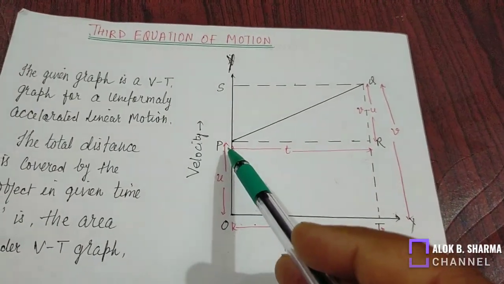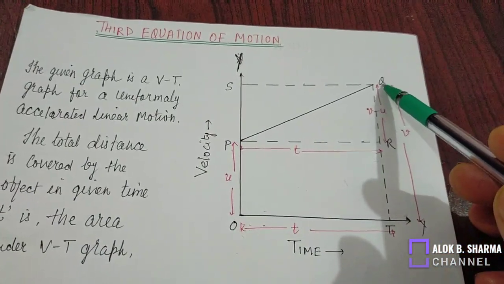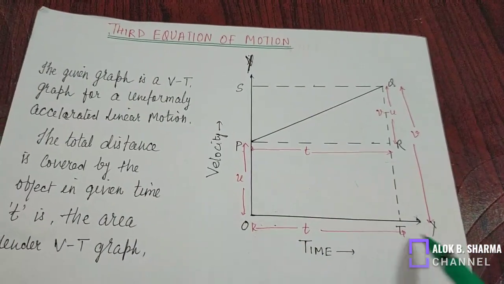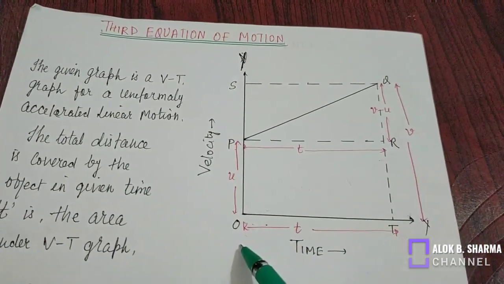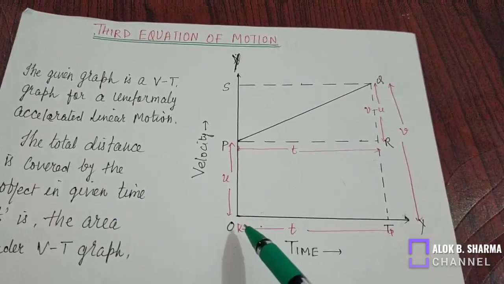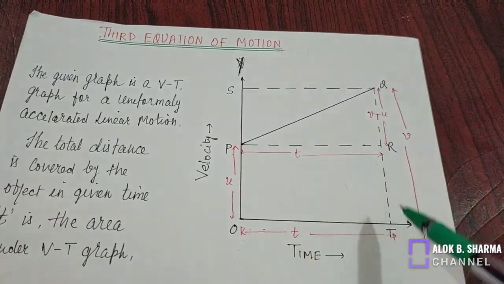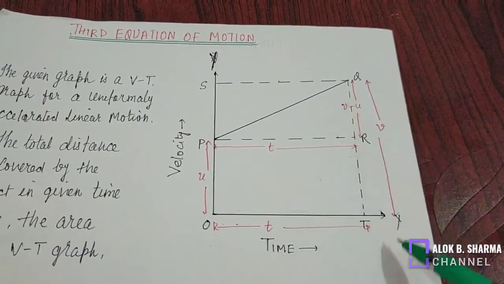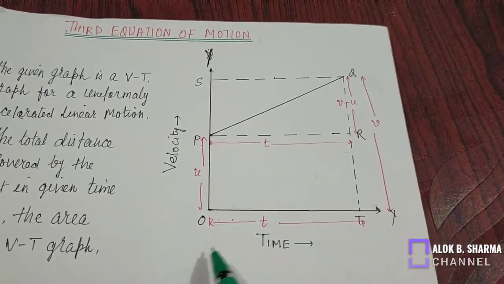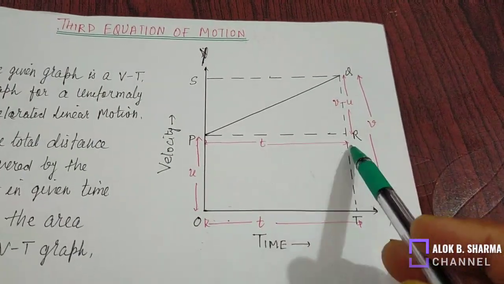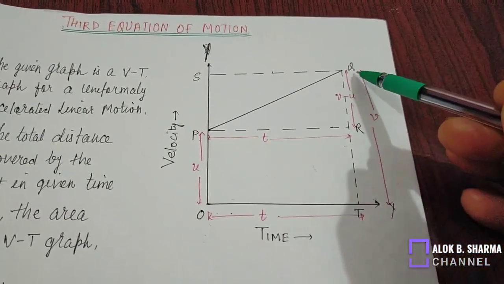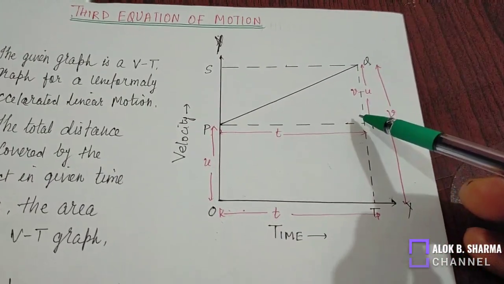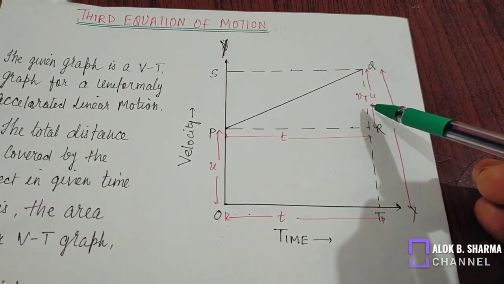P is the point of initial velocity, Q is the point of final velocity. If we draw a graph for this line, this is the x-axis, this is the y-axis, O is the origin, and now we name the points O, P, Q, R, T. OP will be the initial velocity, QT will be the final velocity, OT equals t, PR equals t, and QR equals QT minus RT. So QR equals v minus u.